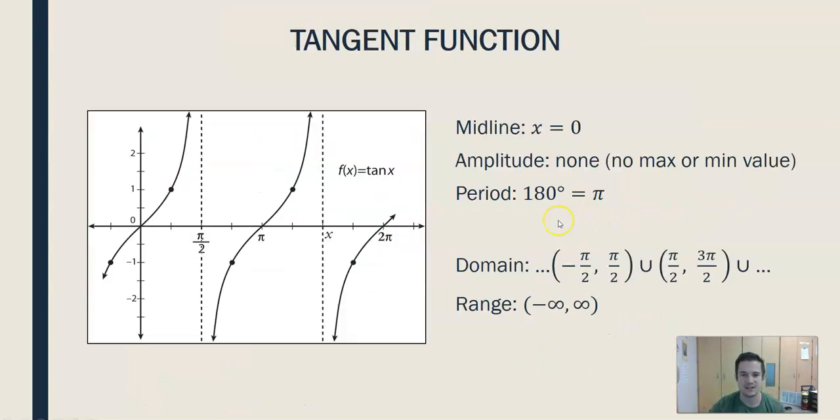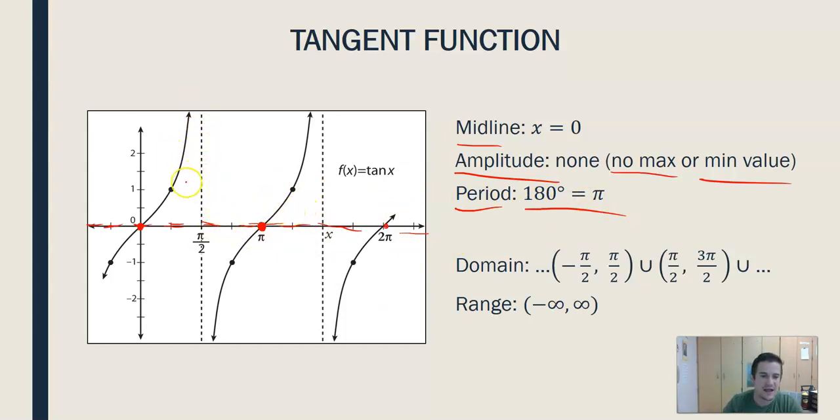Now, let's look at the tangent function. So my tangent function, the midline, again, I have the same midline as my sine and cosine functions at 0. So you notice where they change directions here is at the x-axis. So the midline is still at x equals 0. The amplitude, there is no amplitude because there's no maximum or minimum value. So I can't really measure the distance from the x-axis to a maximum because there is not a maximum or a minimum. The period, or how often this graph repeats itself, is 180 degrees, or pi.